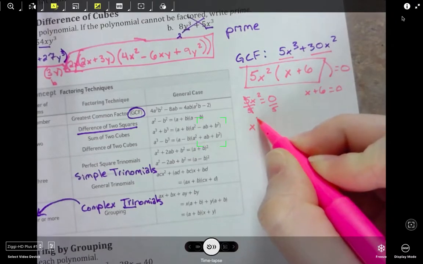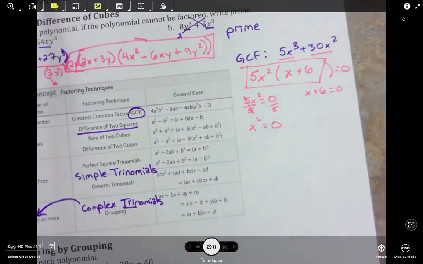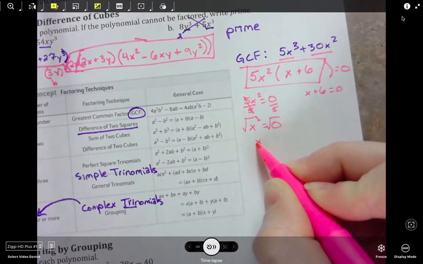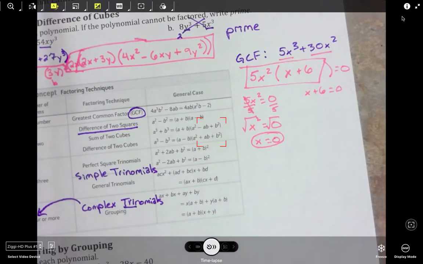And x squared would be equal to 0 divided by 5, which is still 0. And then to get rid of the square, I take the square root. And the square root of 0 is still 0. So my answer is x equals 0.